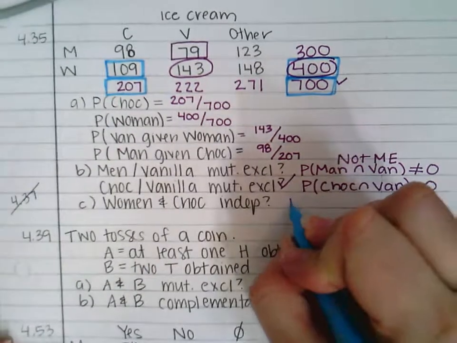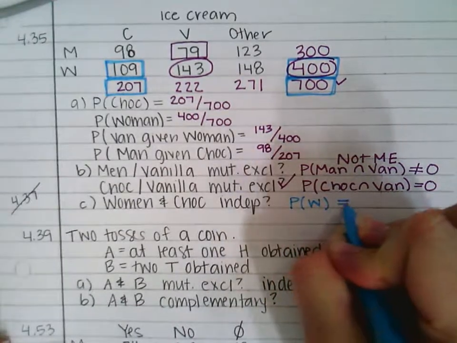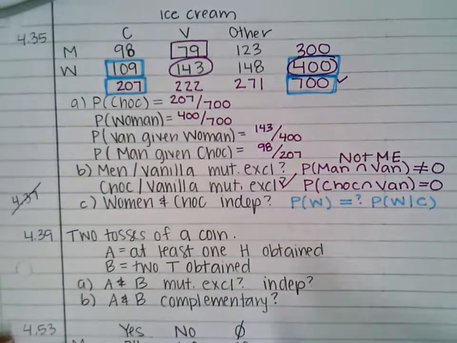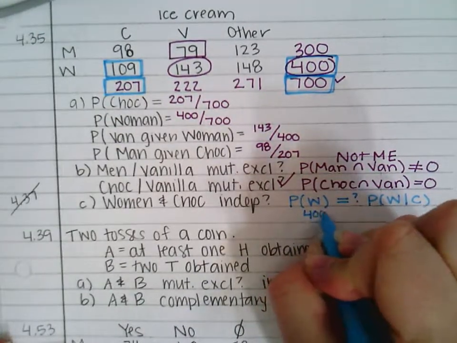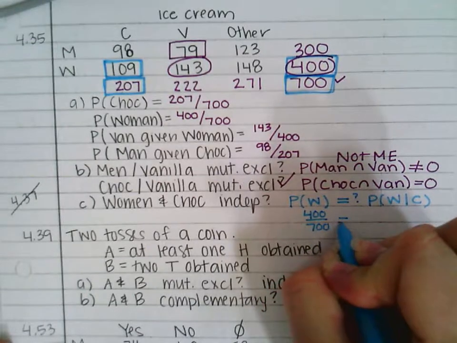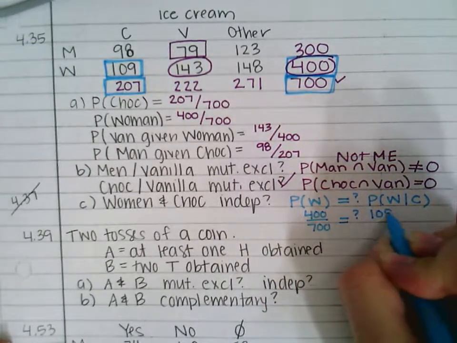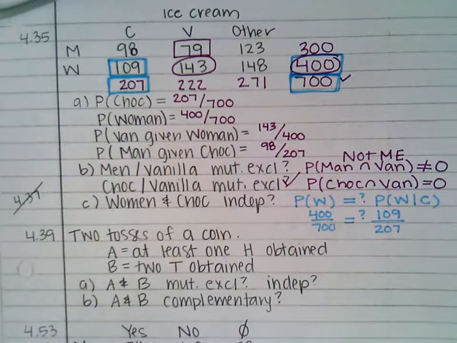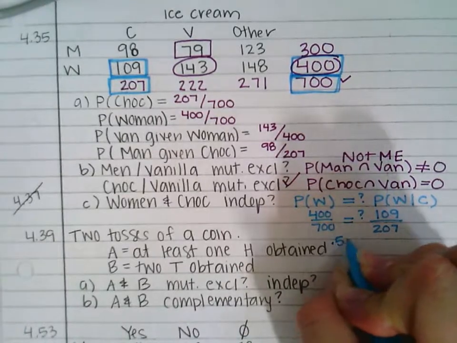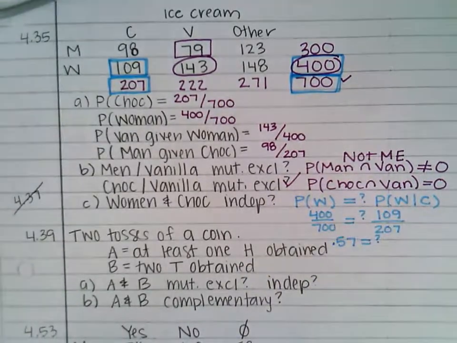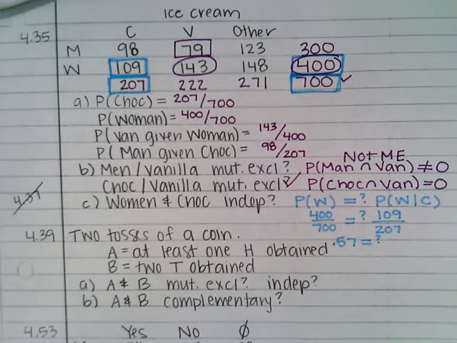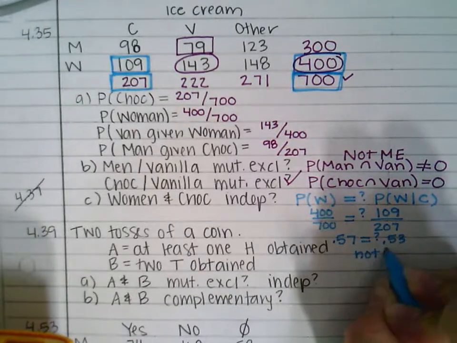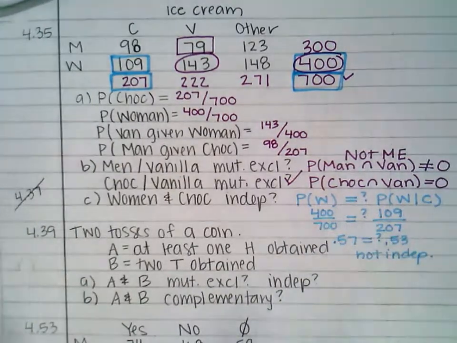So is the probability of woman the same as the probability of woman given you're in the chocolate category? Well, that's going to be 400 out of 700. Is that equal to 109 out of 207? So this is 0.57. Is that equal to 0.53? So these are not independent because they are not equal to each other.